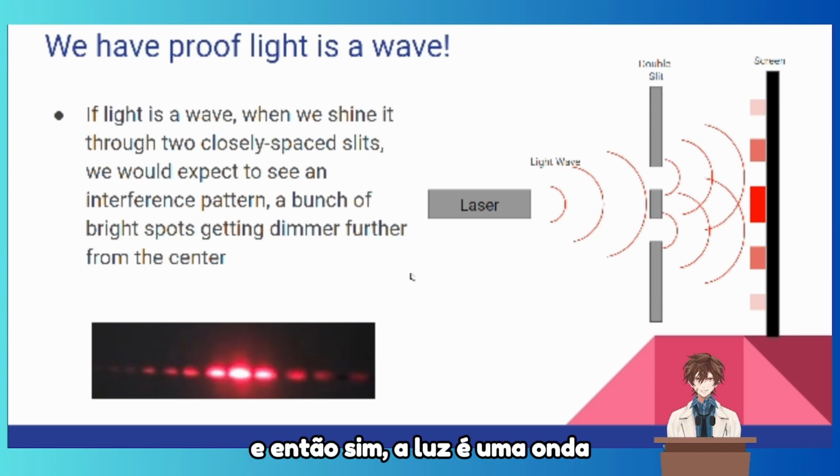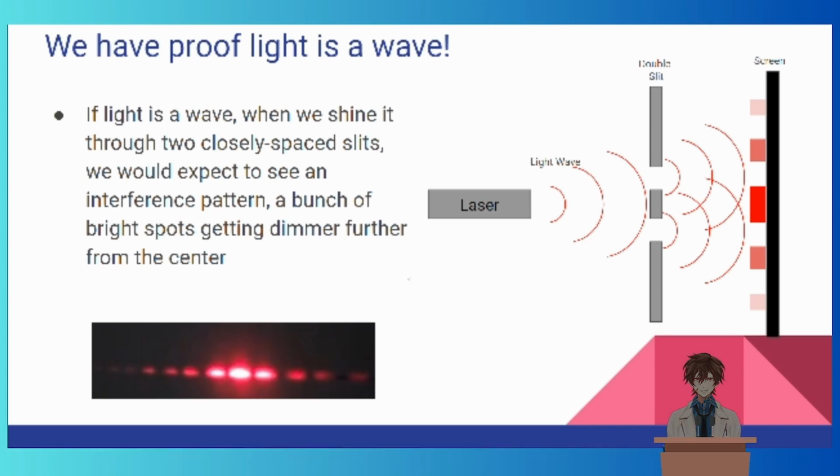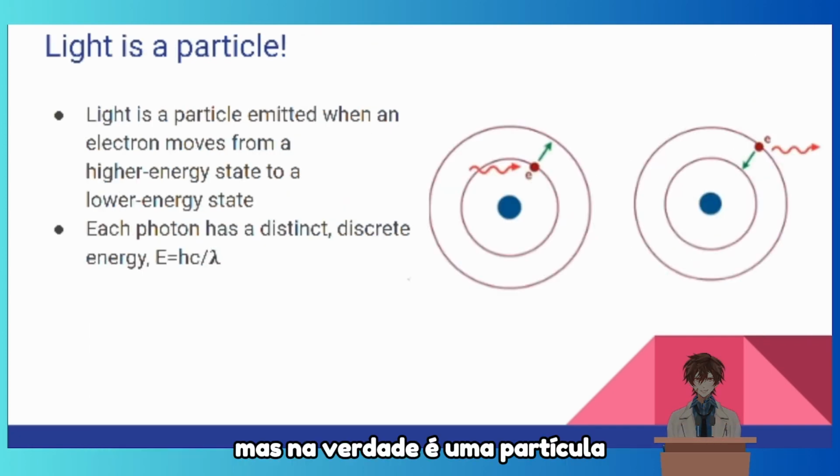And so, yeah, light's a wave. It's just a wave. That seems real simple. It behaves like a wave. It's a wave. But actually, it's a particle.